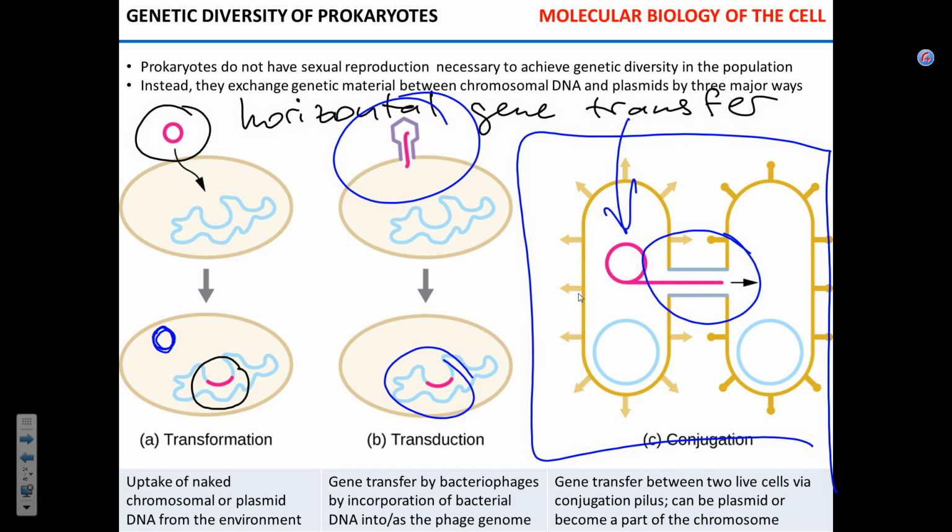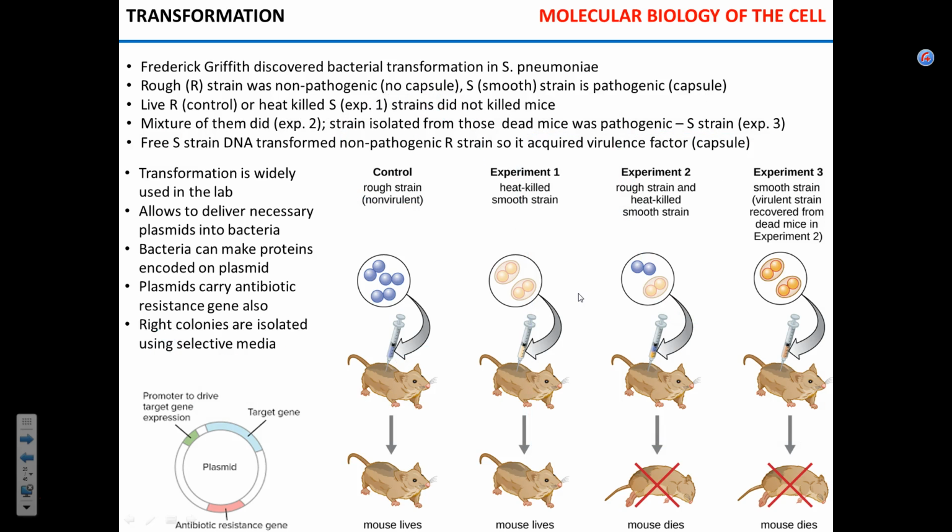Okay, we're going to talk about each of these processes in more detail. The first is going to be transformation. It was an experiment of Frederick Griffith, I think in the 1940s, something like that. He was studying two strains of Streptococcus pneumoniae, the pathogenic and the non-pathogenic strain. The pathogenic strain was called S strain, smooth, because it had a capsule.